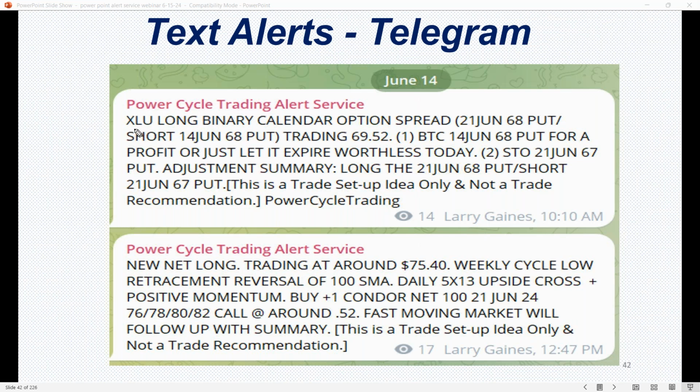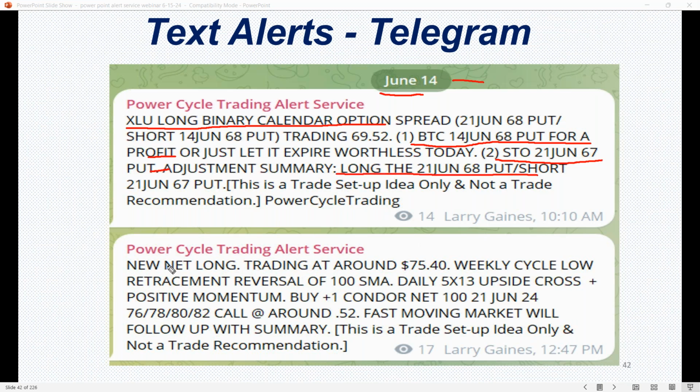We had a trade on, what's called a binary calendar option spread, really low risk. And so I sent out this updated adjustment alert on Friday. You can see here, this goes out within seconds. I sent this alert saying, if you had the spread on, buy to close the 68 put for a profit, or just let it expire, and then sell to open the 21 June 67 put. And then here's your summary.